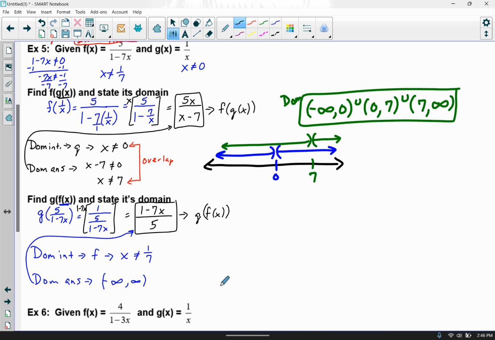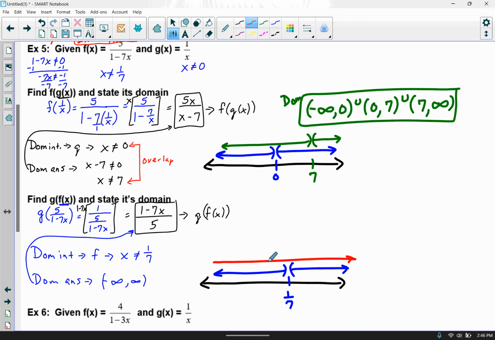All right, so now let's get you a picture here. You've got your full number line. f says you can equal anything but 1/7, so I'll just pop a 1/7 here. I can equal anything but that. And g says you can equal everything. Everywhere that red and blue are on top of each other is where they overlap. Hopefully you agree they're overlapping everywhere except where 1/7 makes the denominator equal to 0.